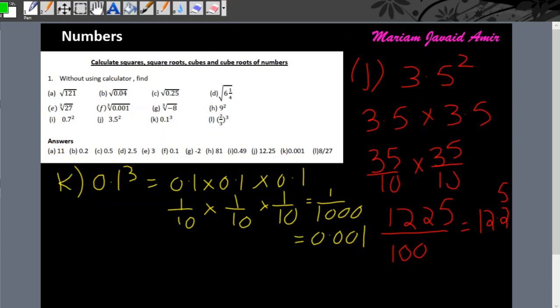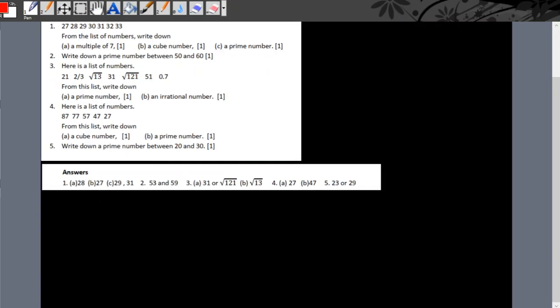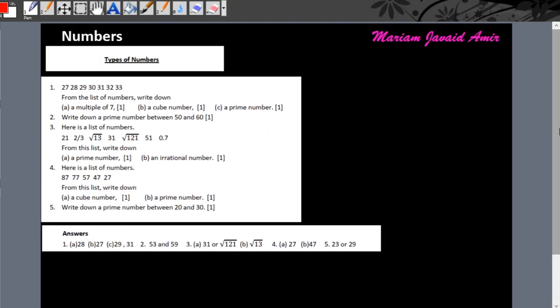Okay, then part L, which is 2 over 3 whole cube. So 2 times 2 times 2 over 3 times 3 times 3. So that would be 8 over 27. Okay, then the last subtopic of the topic numbers is types of numbers. So let's do some questions on that.